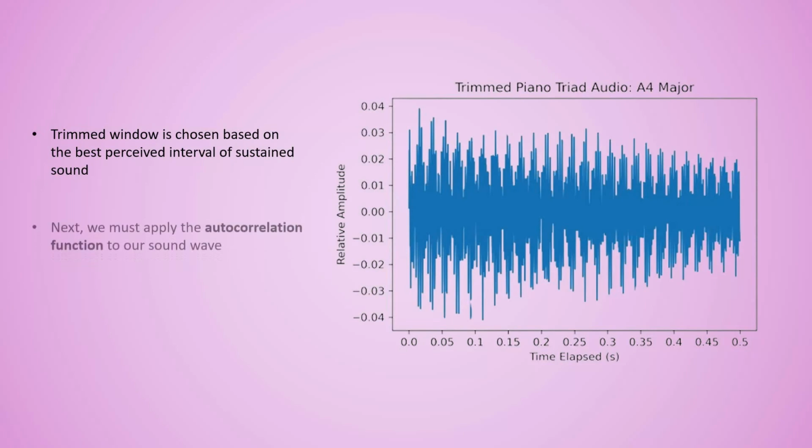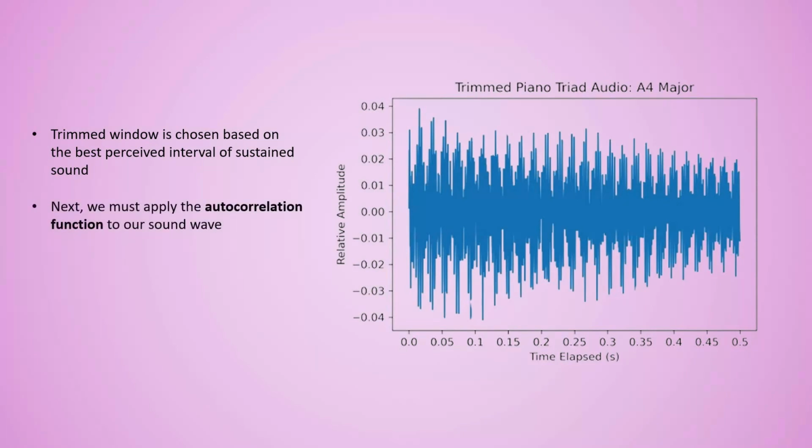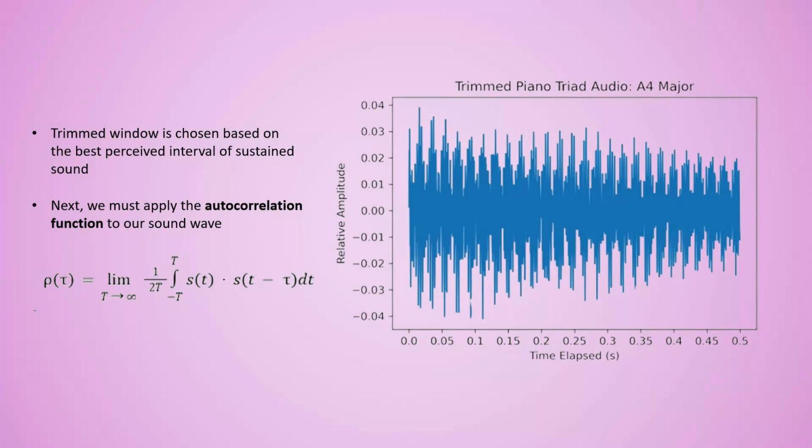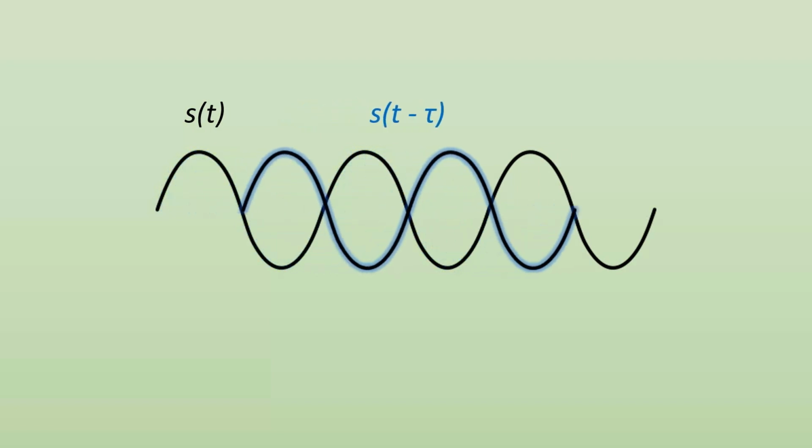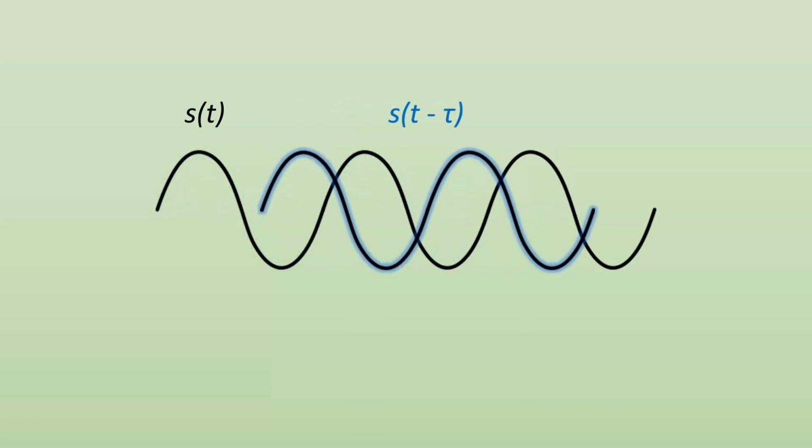Next, we must apply the autocorrelation function to our sound wave. Remember this formula from earlier. Let me explain it more in detail. Take this pure sine wave. Assume that this is our sound function. If we change the inside of the parentheses by a variable phase delay, this will move our sound wave to the side, as follows, where tau is the phase delay. This is the core of the autocorrelation function.